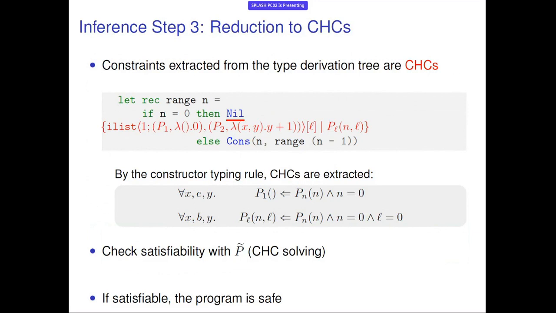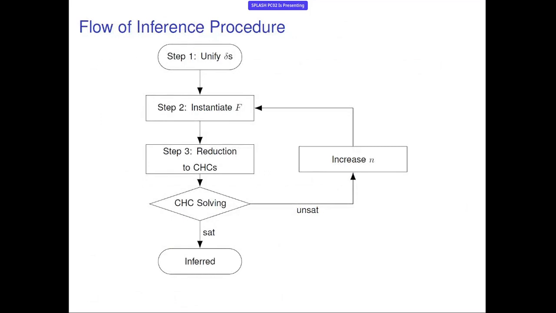Once we obtain the CHCs, we can check the satisfiability with predicate variables. This is CHC solving, and the verifier uses backend CHC solvers. If they are satisfiable, as I've said, the program is proved to be safe. Otherwise, the heuristics of F may be wrong, so we retry with mu N and F.